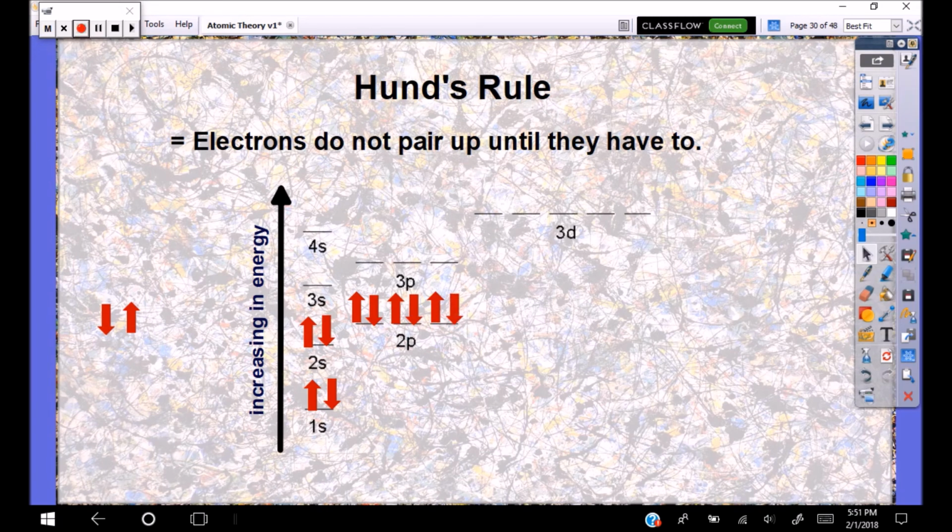Now, one of the things that messes people up a lot is when we get to this 3d level. So I'm going to go ahead and fill this out all the way up to the 3d. And this will help you conceptualize some things. One of the questions when we start doing these is actually about an exception. When we look at exceptions, the 3d orbitals always mess people up. And it's because of stability, and we have to look at stability and what that means for us. Okay?